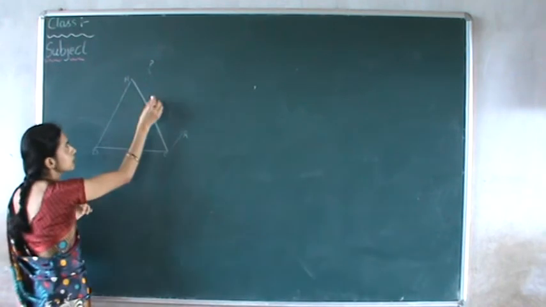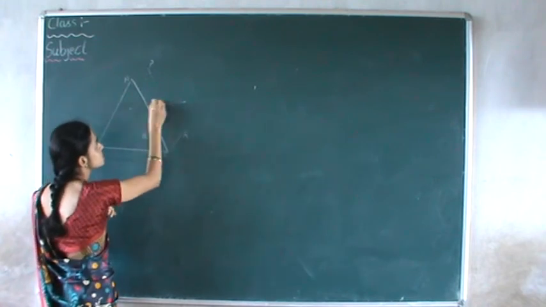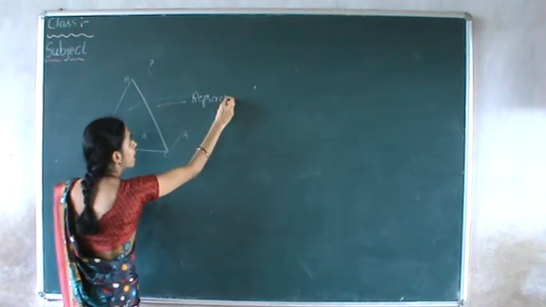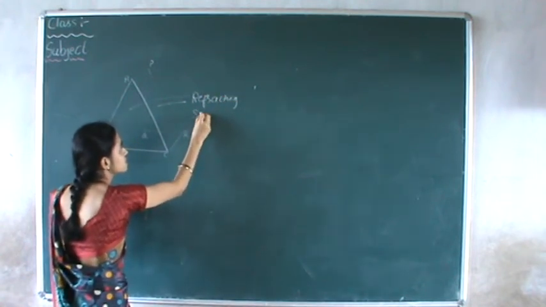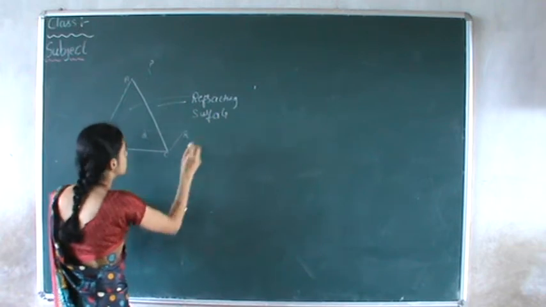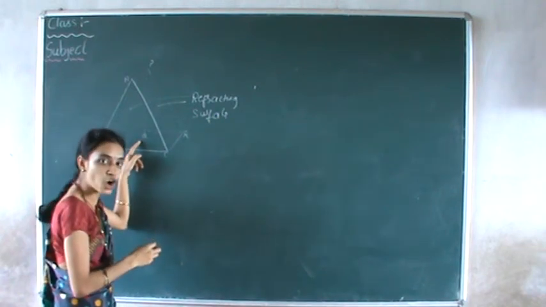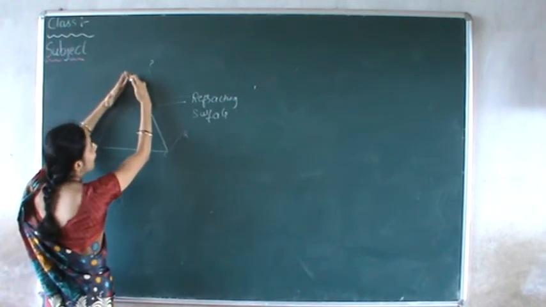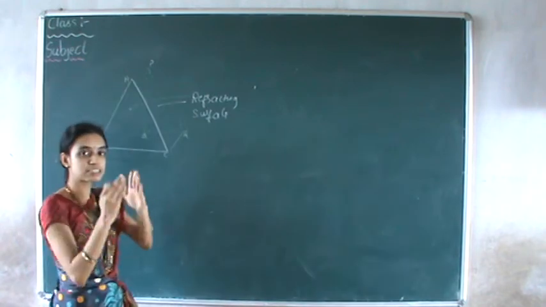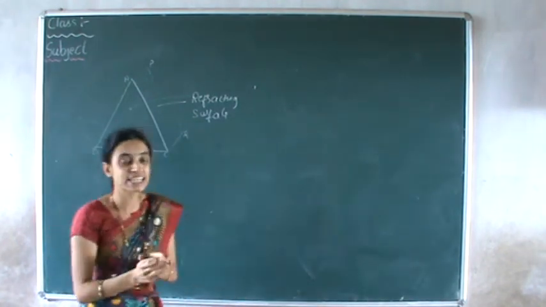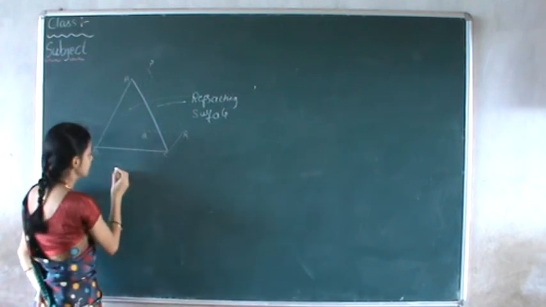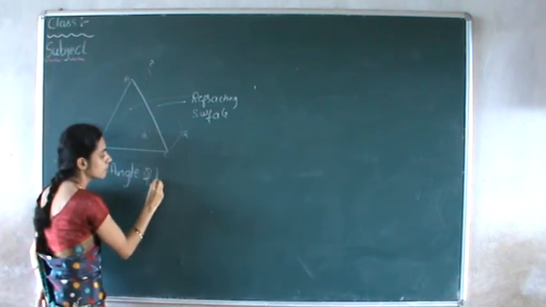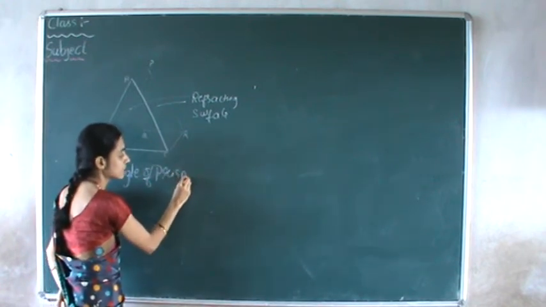So here this portion and this portion act as refracting surfaces. The base acts as an opaque surface. And you can see the angle between the two refracting faces. The angle between the two refracting faces gives you the angle of the prism.